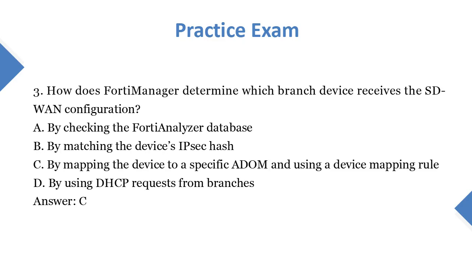3. How does FortiManager determine which branch device receives the SD-WAN configuration? A. By checking the FortiAnalyzer database. B. By matching the device's IPsec hash. C. By mapping the device to a specific template and using a device mapping rule. D. By using DHCP requests from branches. Answer: C.